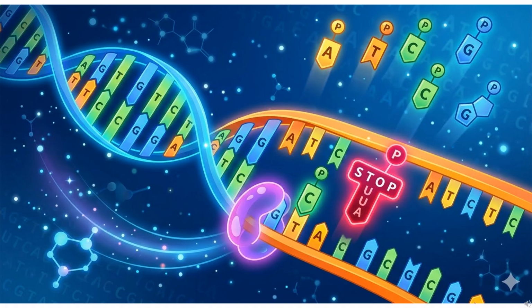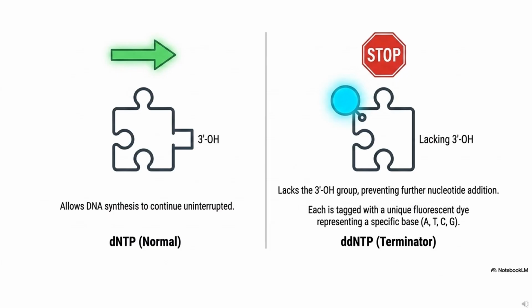Sanger did exactly this at a molecular level. He took the DNA sample he wanted to sequence and mixed it with the normal ingredients for DNA replication, enzymes, primers, and plenty of normal A, T, C, and G bases. But then, he added a tiny amount of modified bases called dideoxynucleotides, or chain terminators. If a normal base is a regular brick, these modified bases are the blue bricks. Each type A, T, C, or G was tagged with a distinct fluorescent dye or radioactive label.